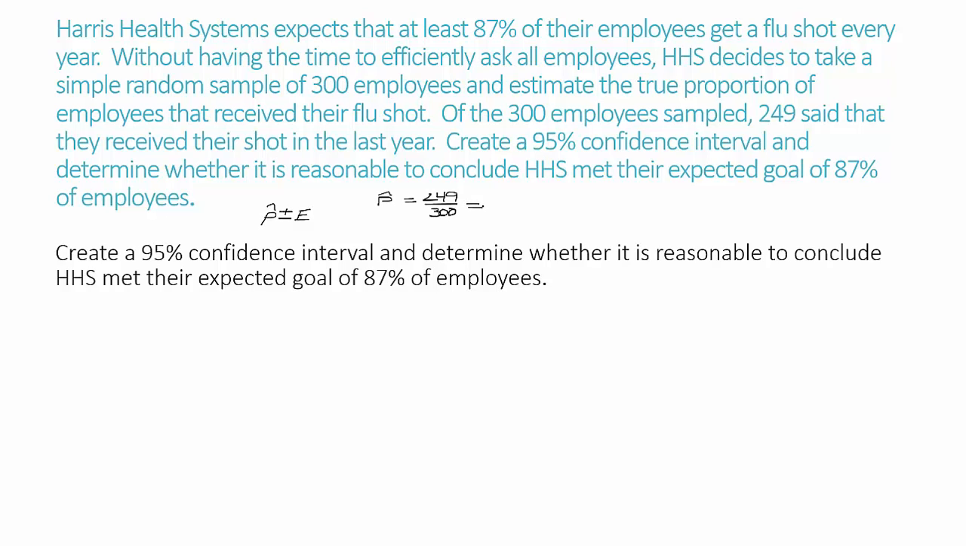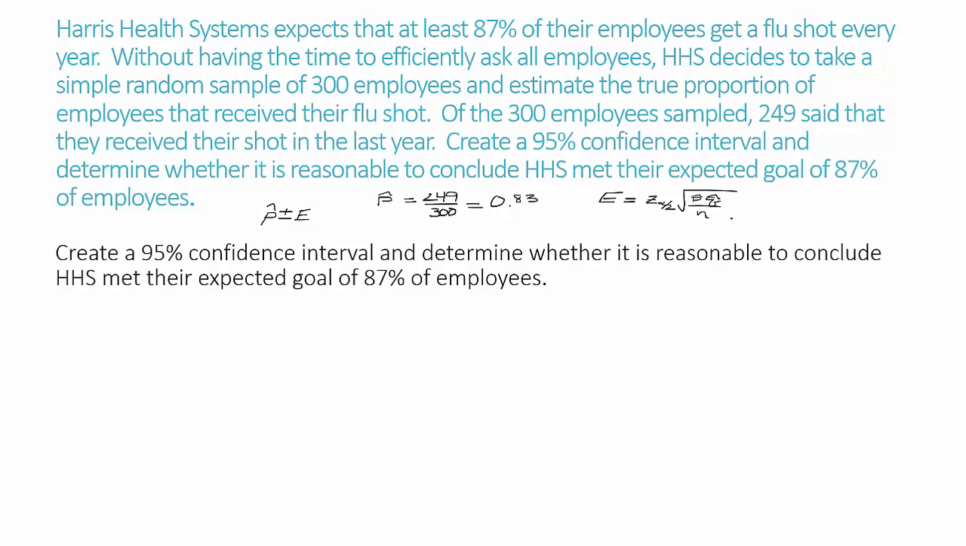And the decimal for that is 0.83. Our formula for E is that we take the value from the normal curve for alpha over 2. We multiply that by the square root of p hat times q hat divided by n.